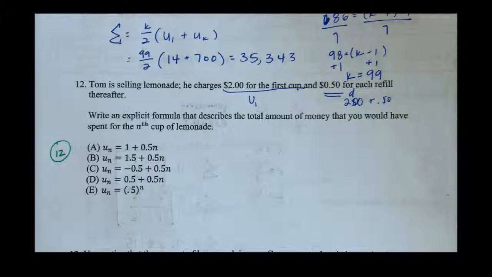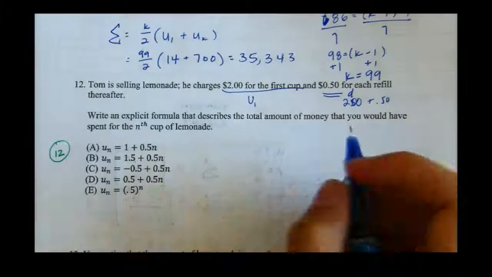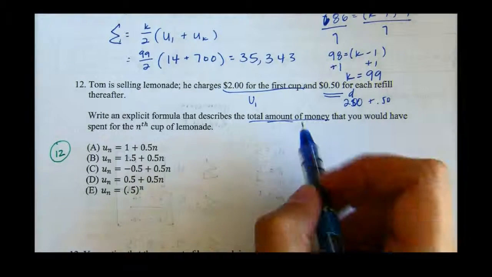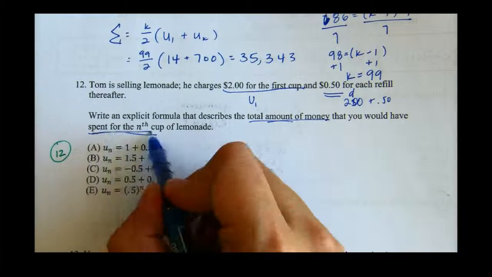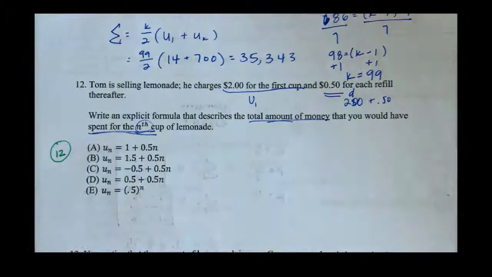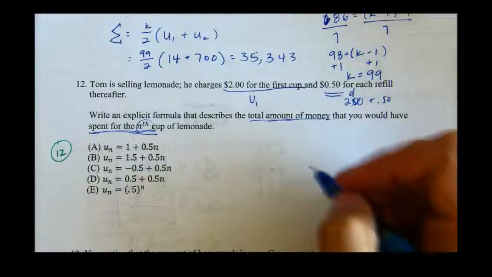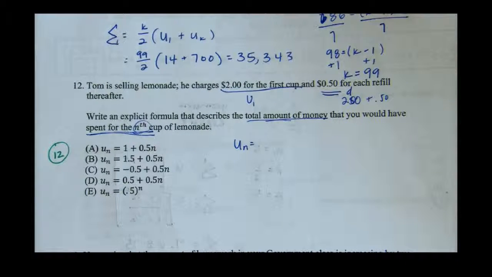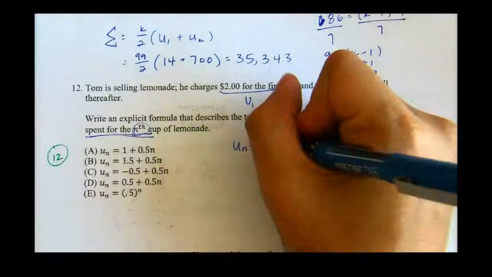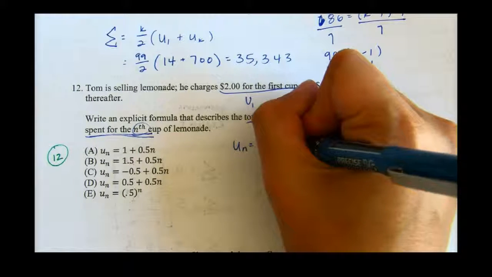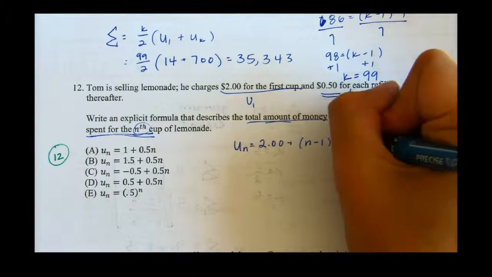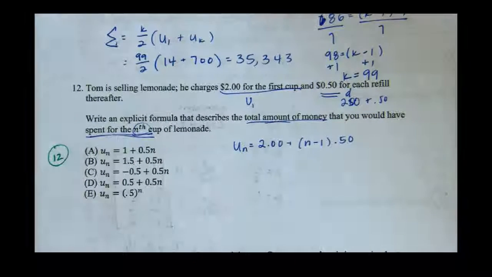If I want to write the explicit formula that describes the total amount of money that I would have spent for the nth cup, just some random cup, not the total amount of money in general, I'm going to take u sub n. Since it's a difference, I know it's going to be an arithmetic sequence, equals my first term, so $2, plus n minus 1 times 50 cents.